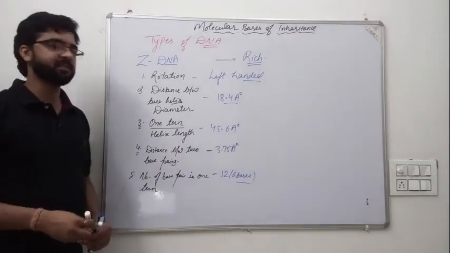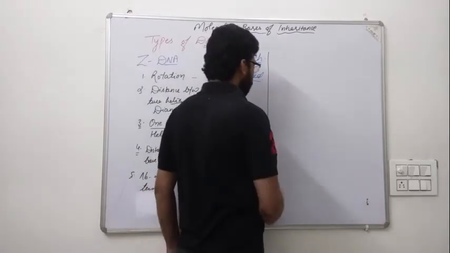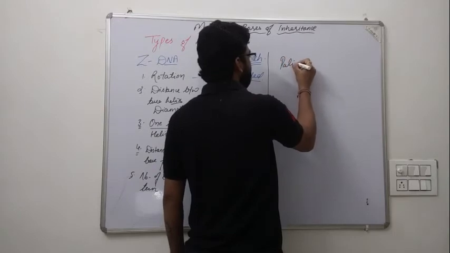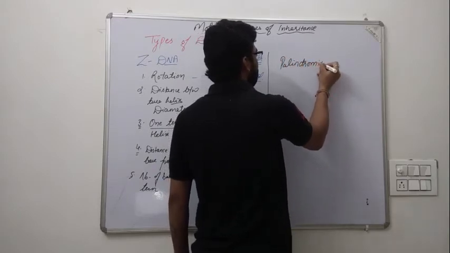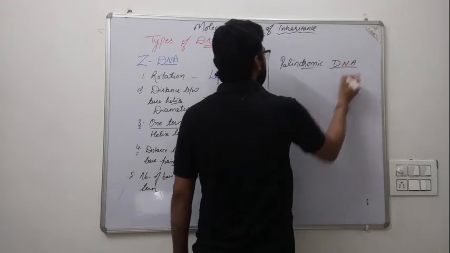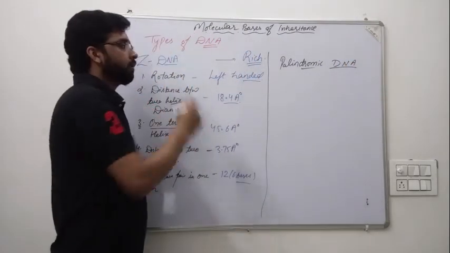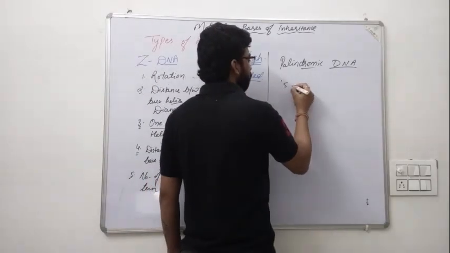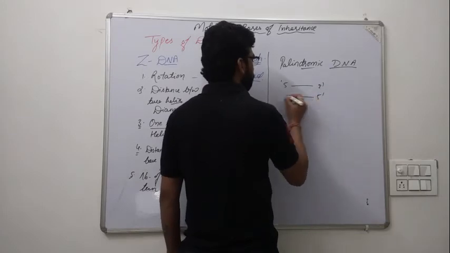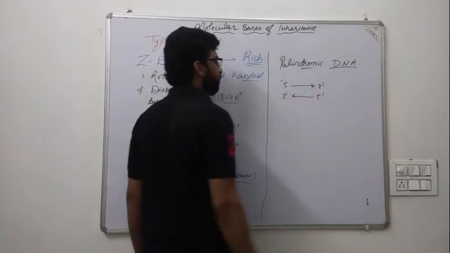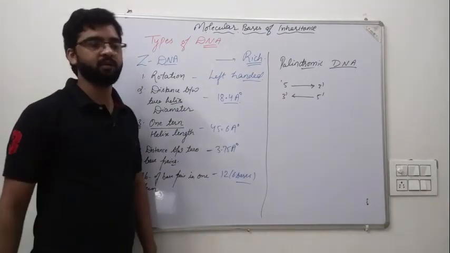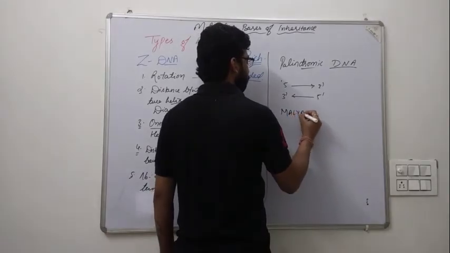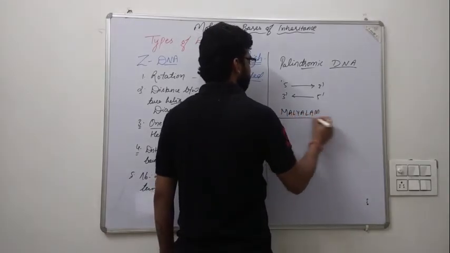On the basis of the DNA sequence, we firstly note one thing here, that is palindromic DNA. Palindromic DNA or sequence is one in which 5 prime to 3 prime and 3 prime to 5 prime readings are equal. For example, Malayalam.